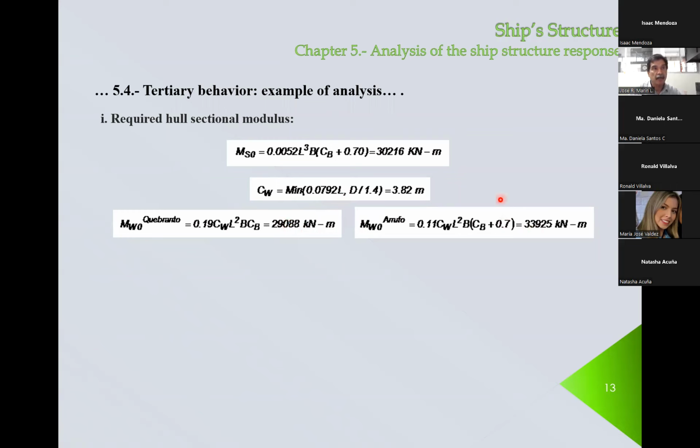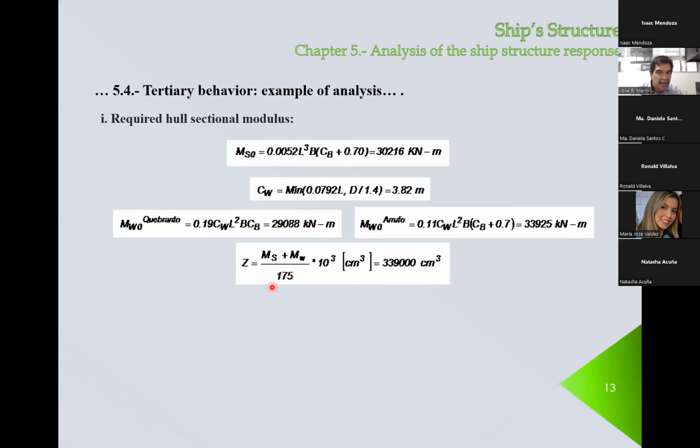Remember, in arrufo, you have two crests on the side. So the ship smiles. But according to the Classification Society rules, this sign is negative. Now, this is what we're doing.